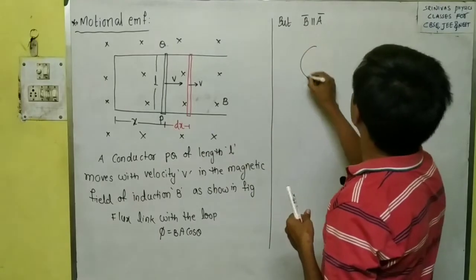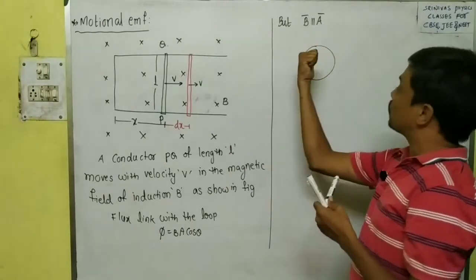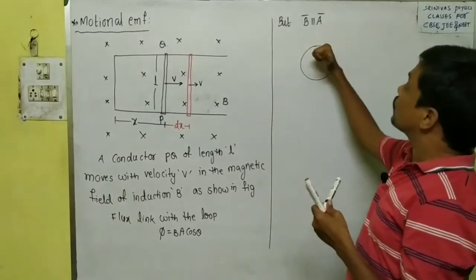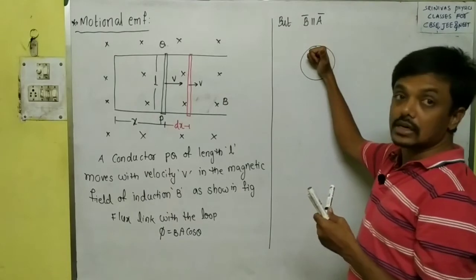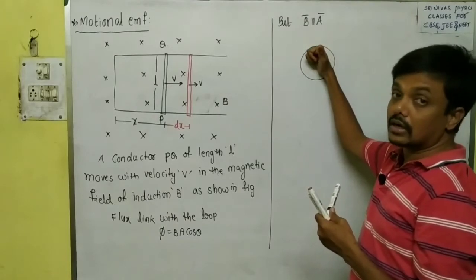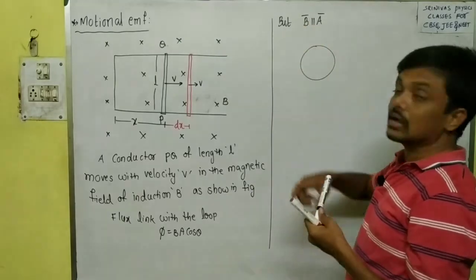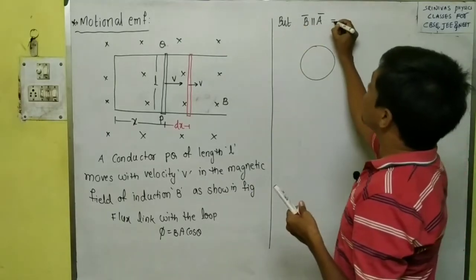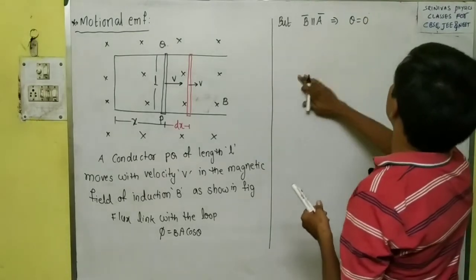For example, this is the surface. The area vector, either outward or inward, can be taken. If you take outward, then B and A are in opposite directions, and theta is 180. If you take inward, then B and A are parallel, and theta is 0. So we write theta is 0.